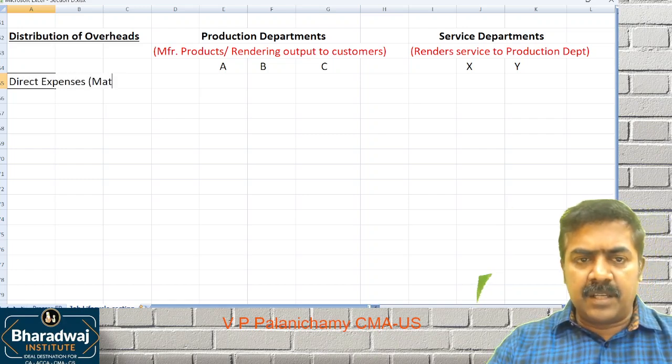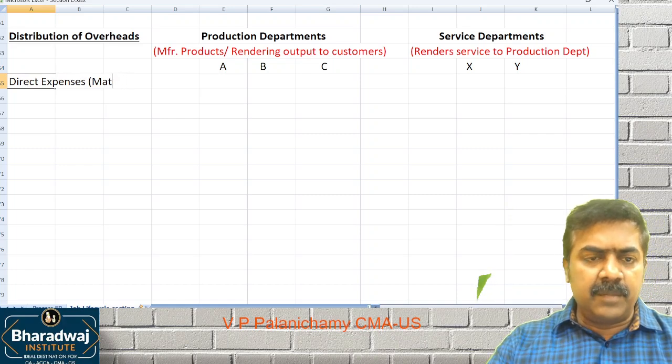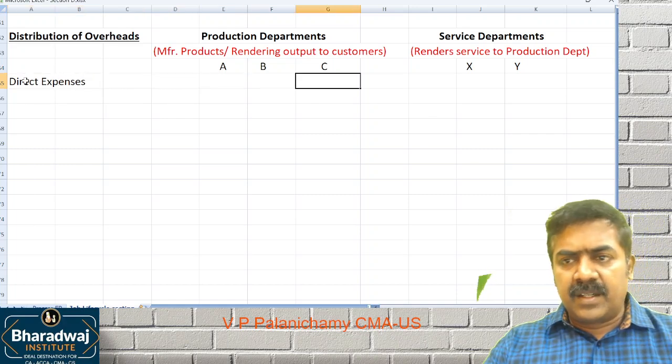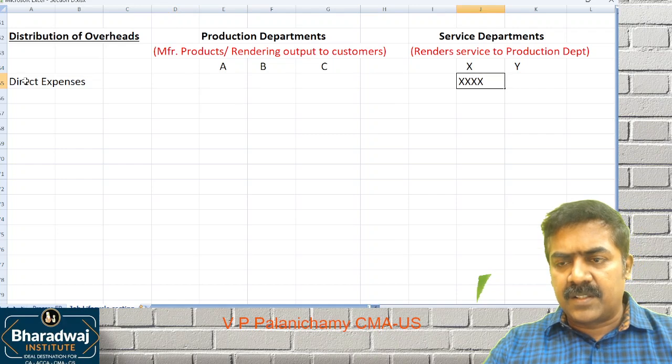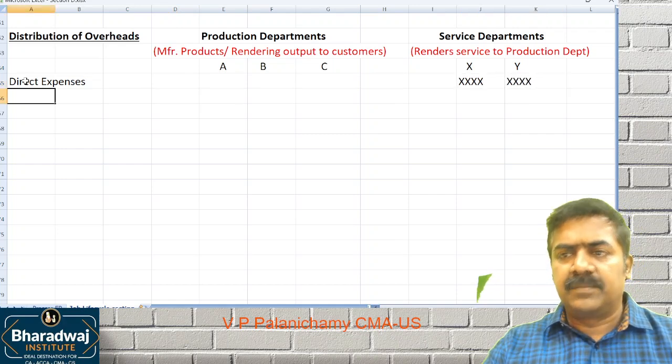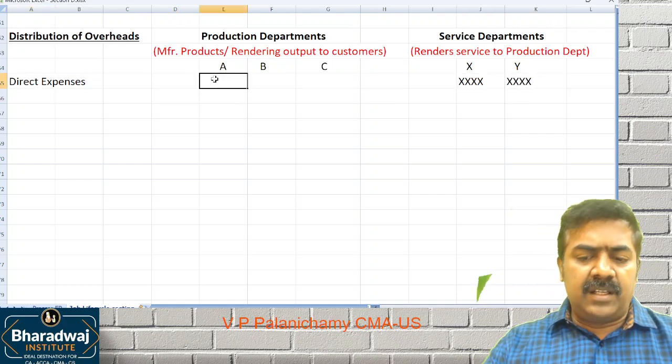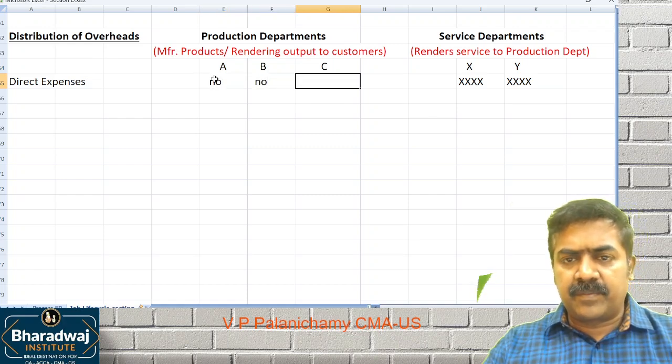Direct expenses, it can be material or it can be any direct expenses. Direct expenses of X and Y we consider, and not for production departments.